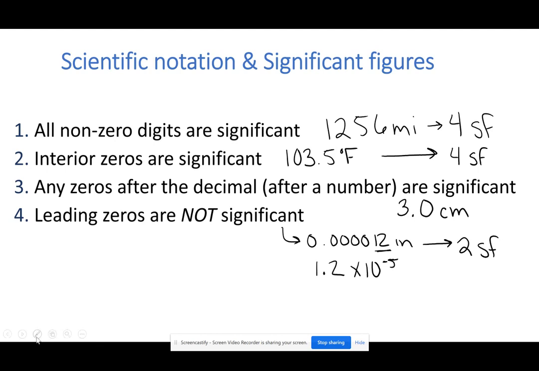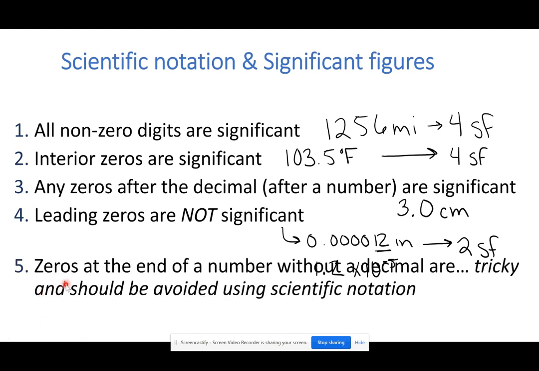Now, looking at scientific notation, we see very clearly that the only digits that have any meaning are this 1 and this 2, so 2 significant figures. Lastly, we have zeros at the end without a decimal. So these are tricky, and they should be avoided with scientific notation. So I will avoid asking you questions about these.